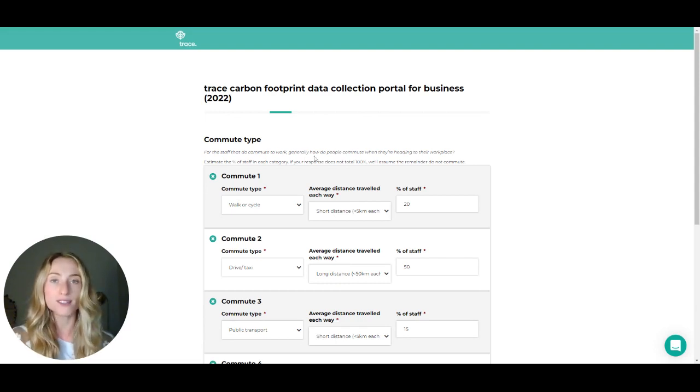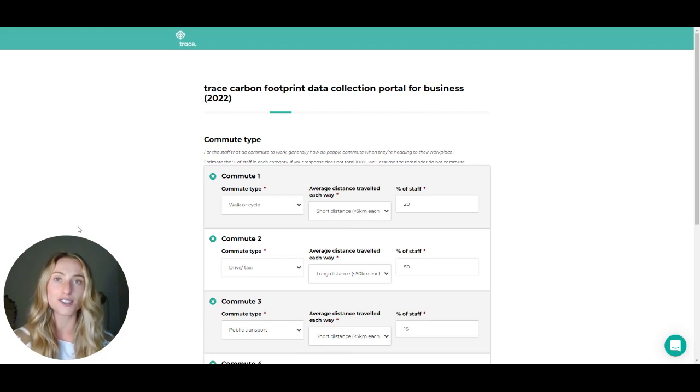We then break the commute type into one of four distance categories, starting with short all the way to extra long. Each category defines the kilometers within. And the last spot captures the percent of staff that travel in this manner. Please do ensure that the total percentages sum to 100% before submitting the form.